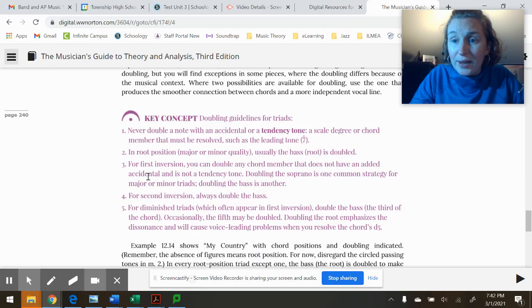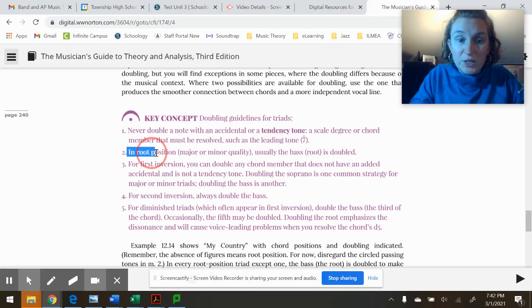Now these are just triads. When you have a 7th chord, you put all 4 voices in. End of story. Put all 4 voices in. So we're talking about triads here. When you're in root position, double the root. Cool. When you're in 2nd inversion, or when the 5th is in the bass, double the bass note.